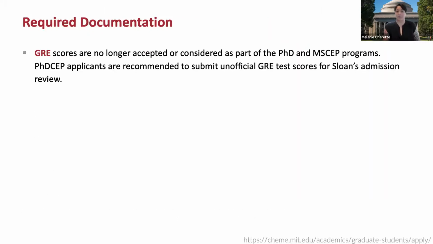So some of the required documentation that folks ask about a lot, we have the GRE scores. So the GRE scores are no longer accepted or considered as part of the PhD and the MSCEP program applications. If you do submit a GRE score, it will immediately be removed from your application in order to avoid having bias in the admissions committee. PhD CEP applicants are recommended to submit their unofficial scores, as the GRE scores are used when Sloan evaluates your application. And the chemical engineering committee does not actually ever get to see those GRE scores. They are only kept confidential for the Sloan review.